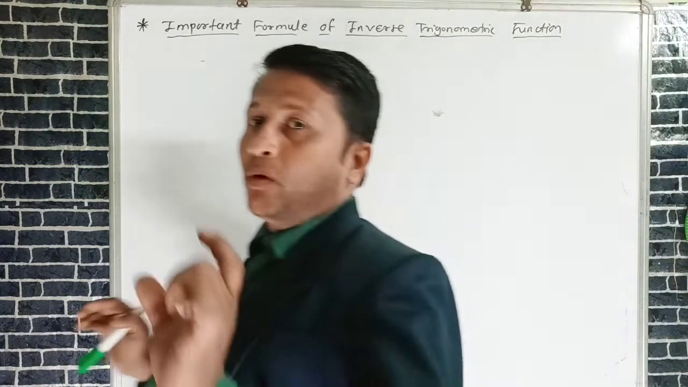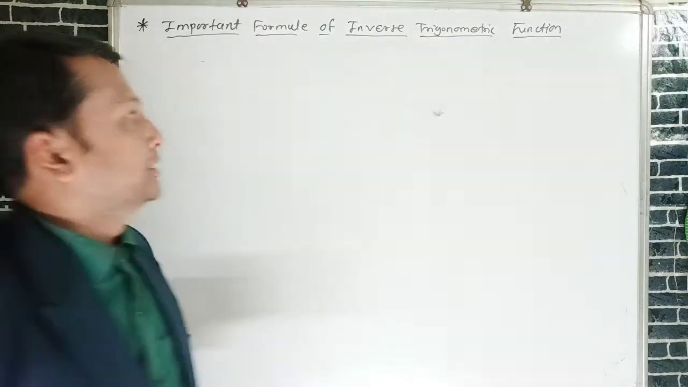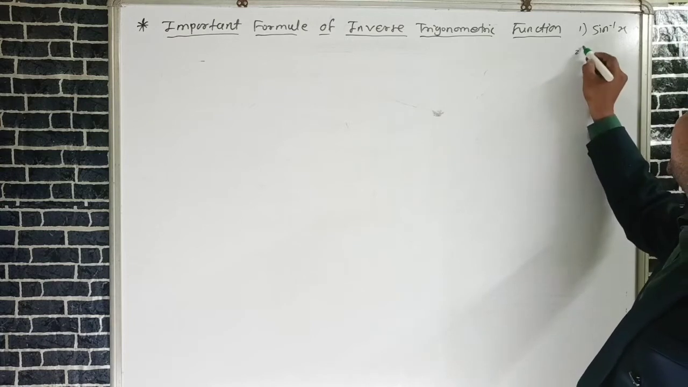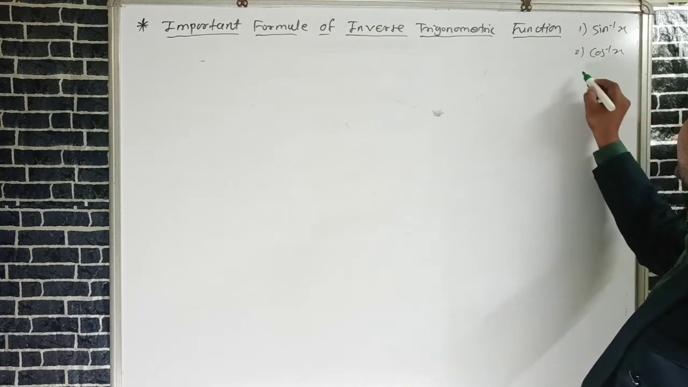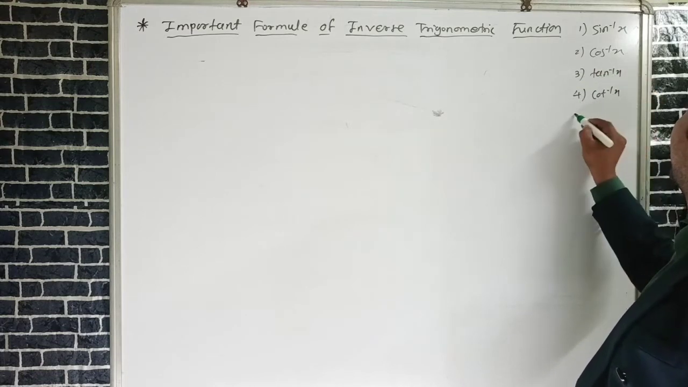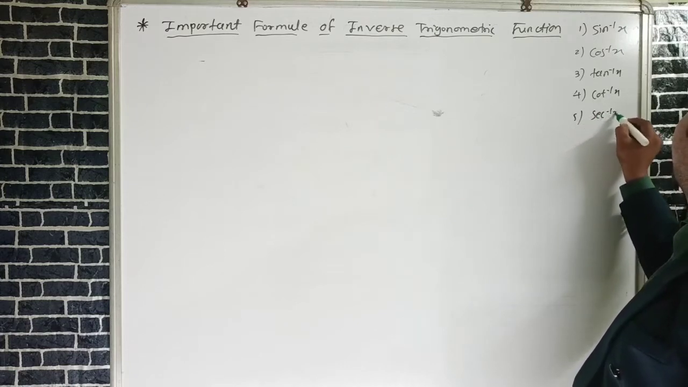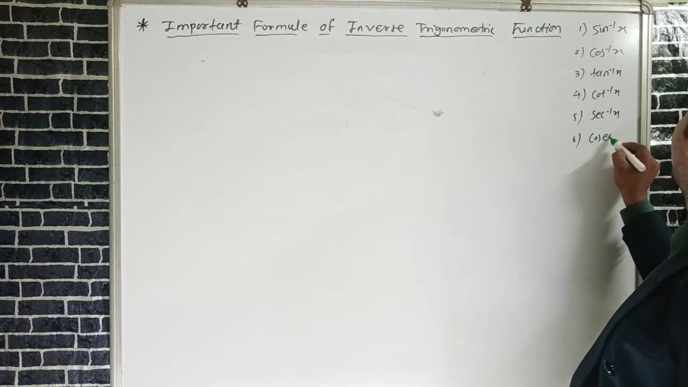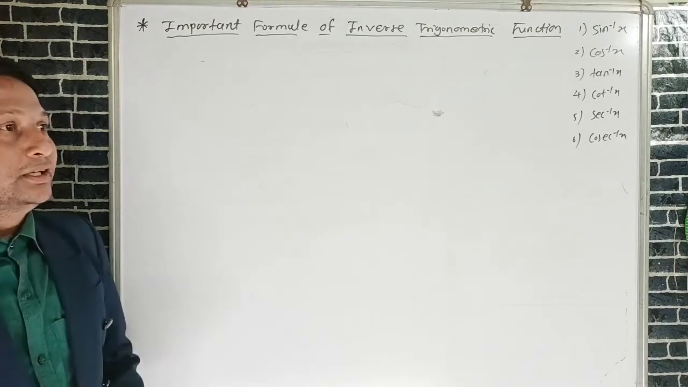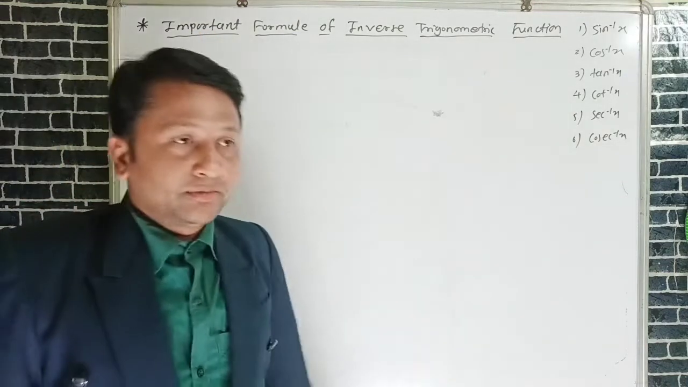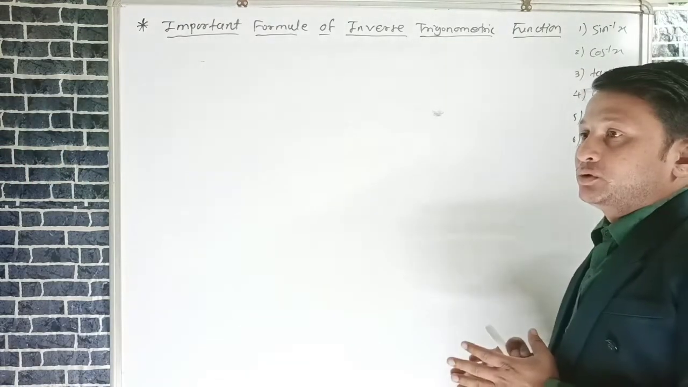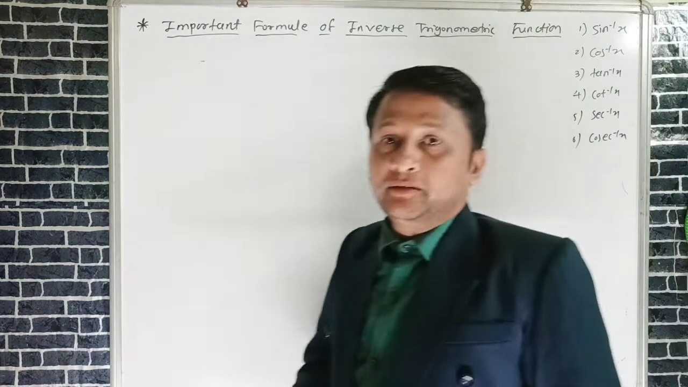You know the inverse trigonometric functions. The first is sine inverse x, the second is cos inverse x, the third is tan inverse x, the fourth is cot inverse x, the fifth is sec inverse x, and the last one is cosec inverse x. These are very important functions in the derivative of inverse trigonometric functions.